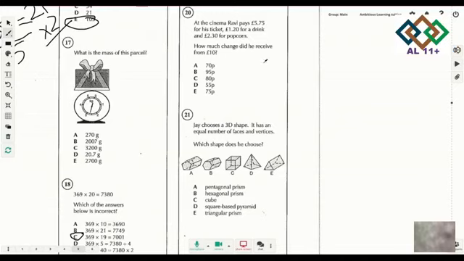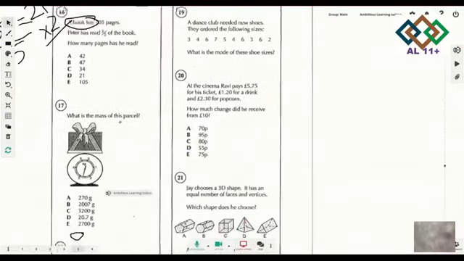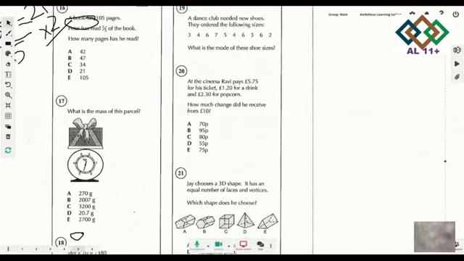Number 20 is... We need to see where number 19 is. Let me just see where number 19 is first. Oh, number 19 is up. Okay, let's do number 19 now. Don't forget to write how many marks you got in the comments below.